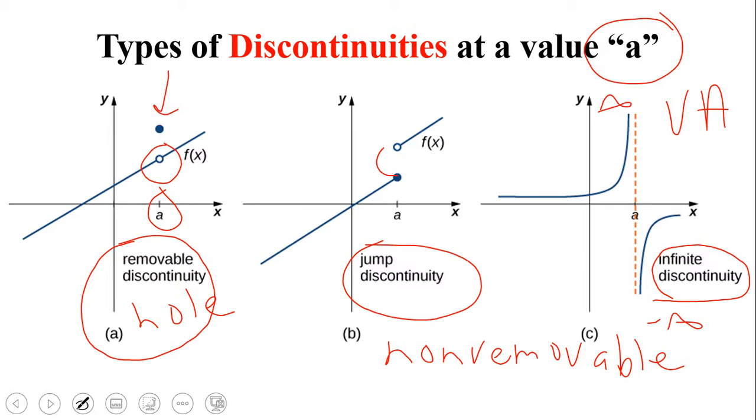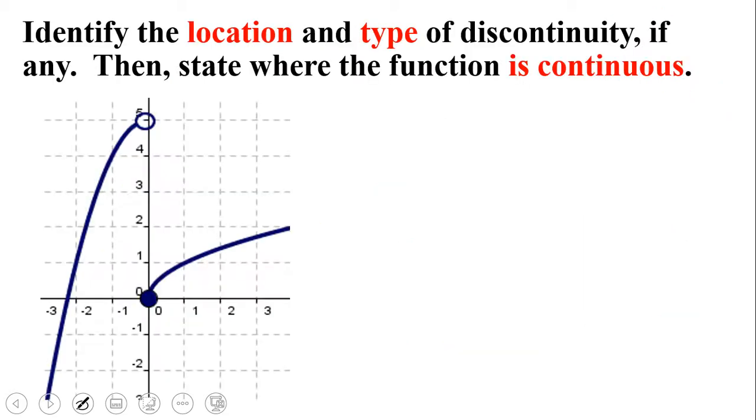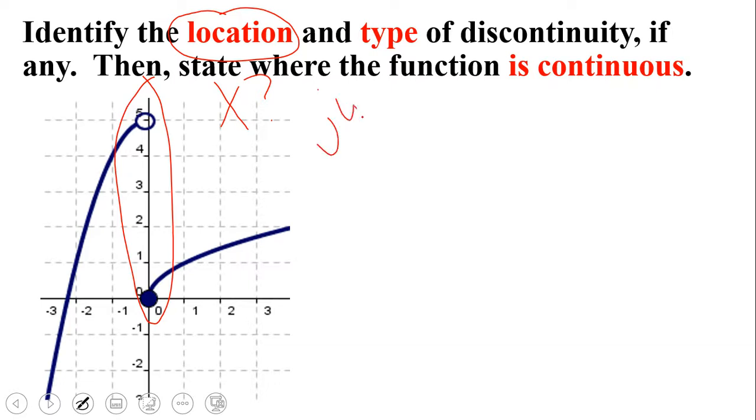So what would these questions look like? Well, here, identify the location and type of discontinuity, if there is any, then state where the function is continuous. So when I'm asking you for the location, I'm asking you at what x value. So here you can clearly see that at 0, again, x equals 0, there is a break in the graph. You would have to jump from one piece to the other. So we're going to call that a jump discontinuity at x equals 0.